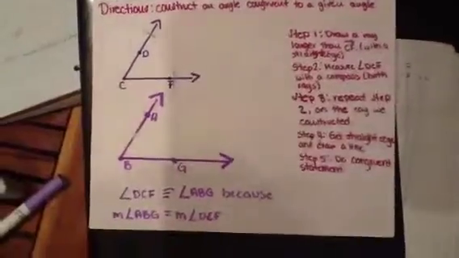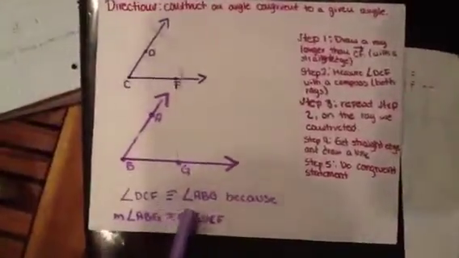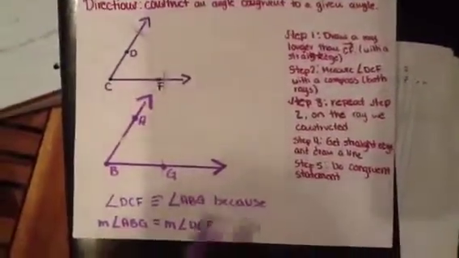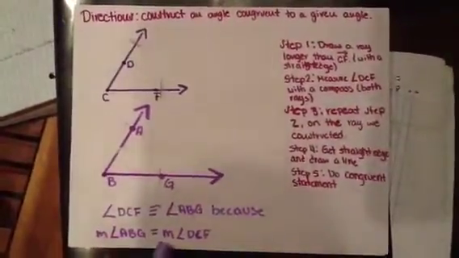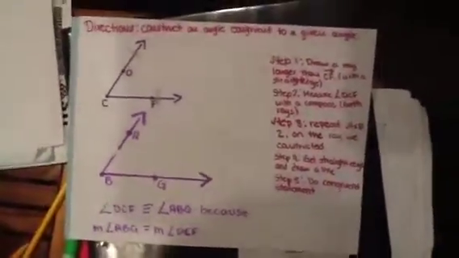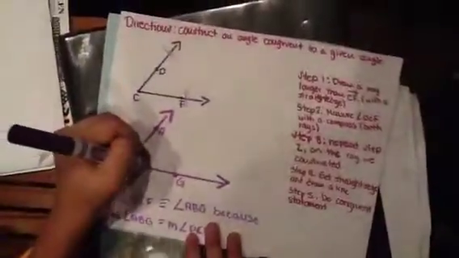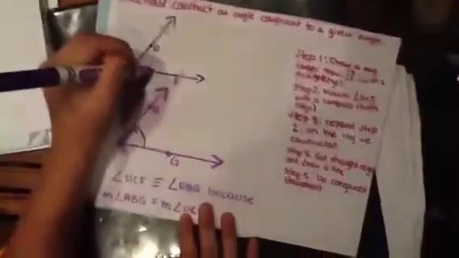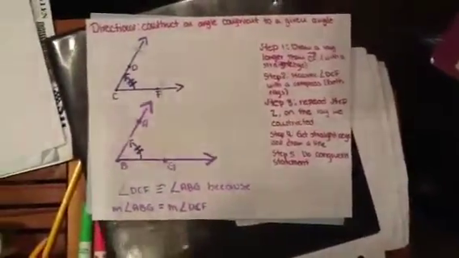Now we're going to do the congruent statement, which is angle DCF is congruent to angle ABG because the measurement of angle ABG is the same as the measurement of angle DCF. After we have finished all the steps to construct an angle congruent to a given angle, we're going to draw a curve on both angles and draw 2 tick marks in the curves to show that both angles are congruent to one another.